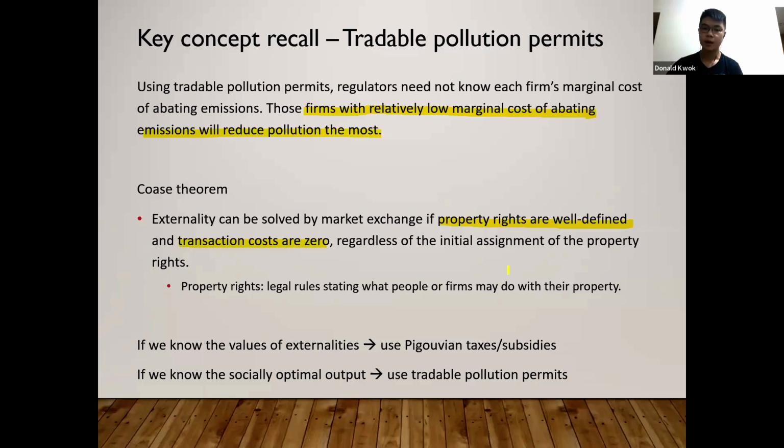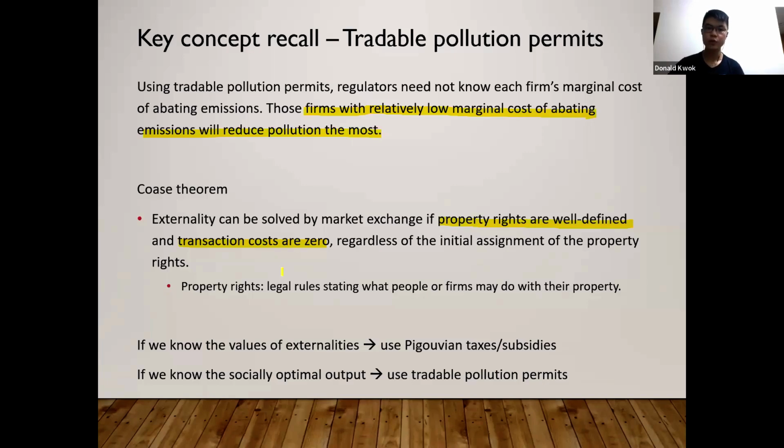So what does it mean by property rights? It is simply a legal rule stating what people or firms may do with their property, or in other words, the right to use the good. In some questions, well-defined property rights will be something like who is responsible for the pollution. About negotiation costs, it could be the time cost for negotiating between parties. So with both conditions of the Coase theorem holding, we know that the efficiency of the outcome can be attained regardless of the initial assignment of the property rights. So this is what the Coase theorem is trying to convey.